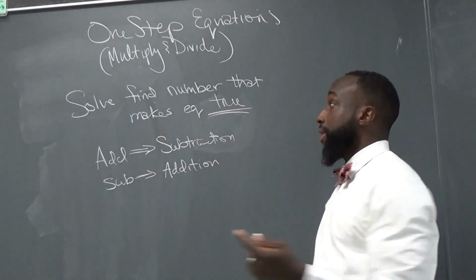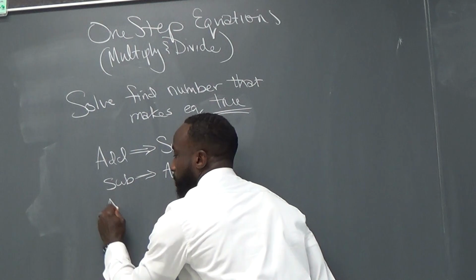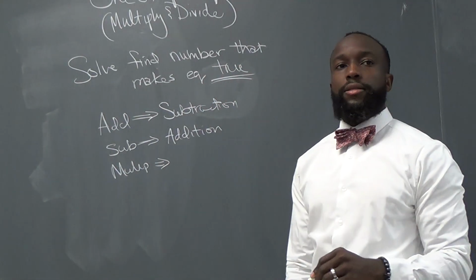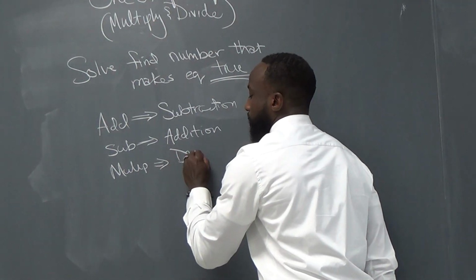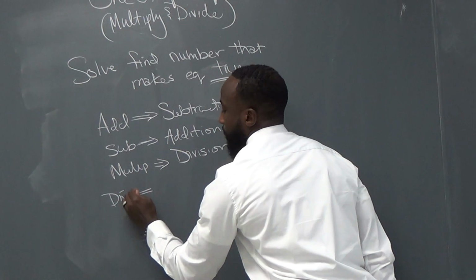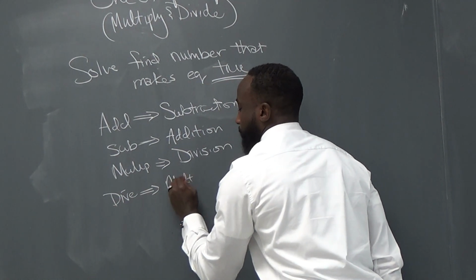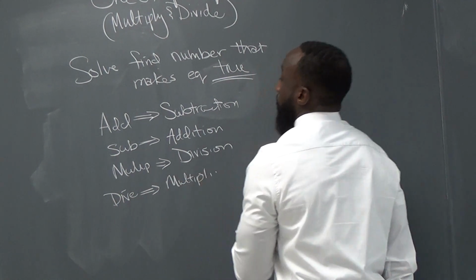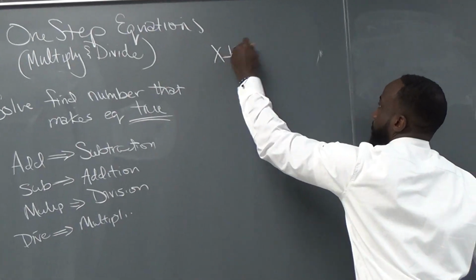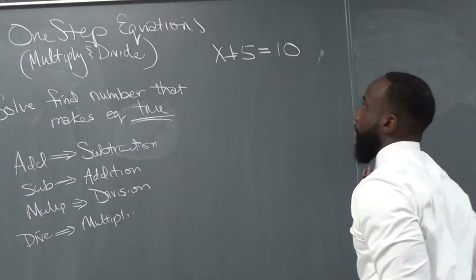The same thing applies to multiplication. The inverse, or the opposite of multiplication, is what? Division. Division is the opposite. And then the opposite of division is what? Multiplication.